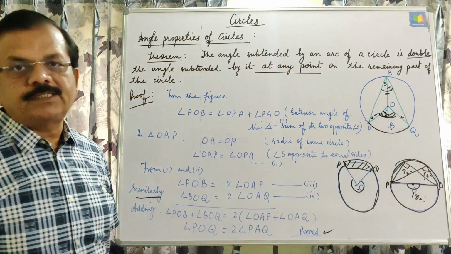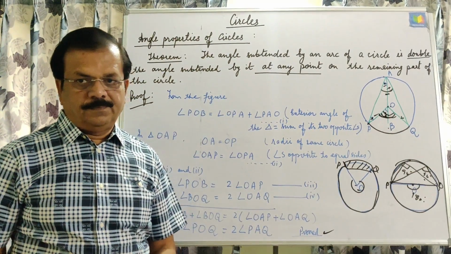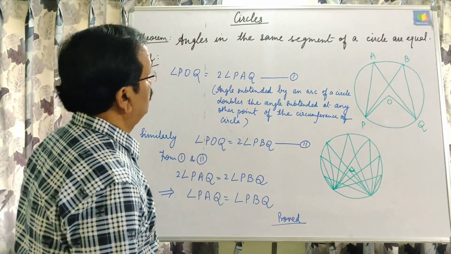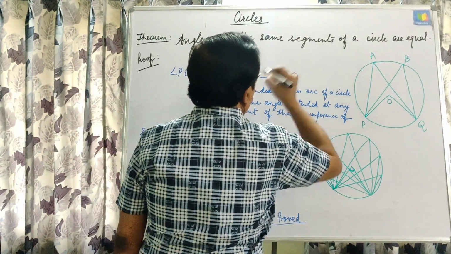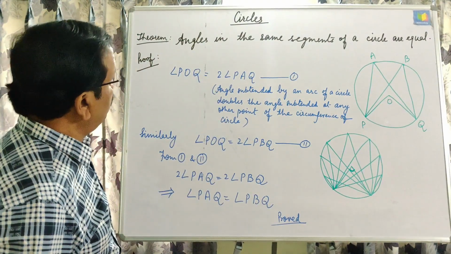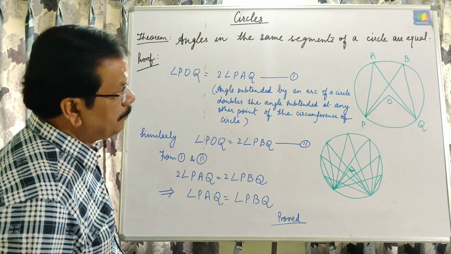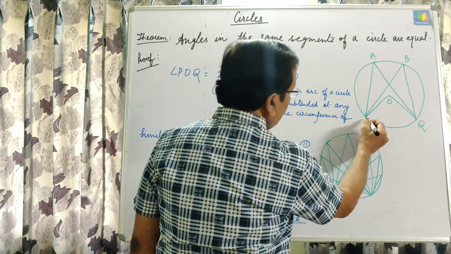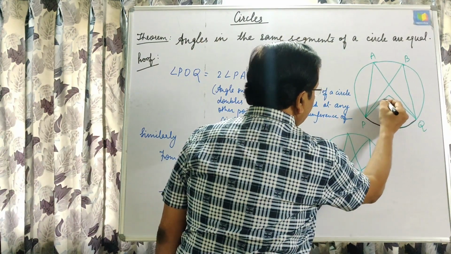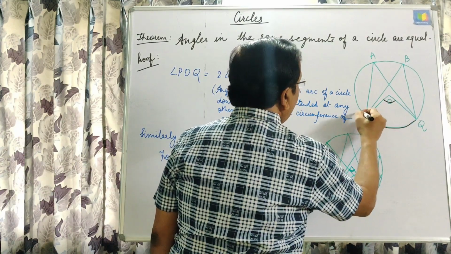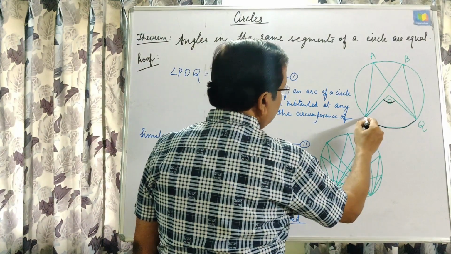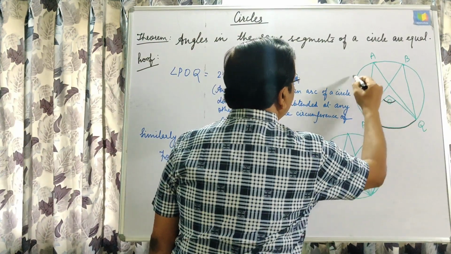Okay, now the next theorem: angles in the same segment are equal. Again, try to understand the meaning of the statement. Same segment. Here you can see, if we are taking this arc PQ, subtended at the center by this angle, then at any other point, I already told you that the other point will not be taken from this to this, that will be from this to this.